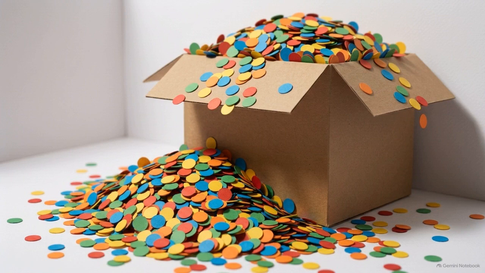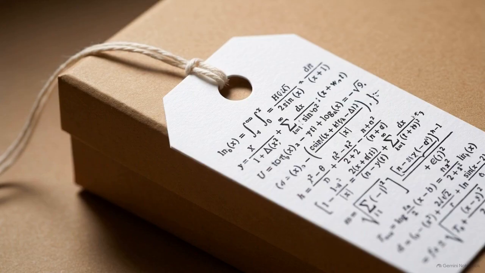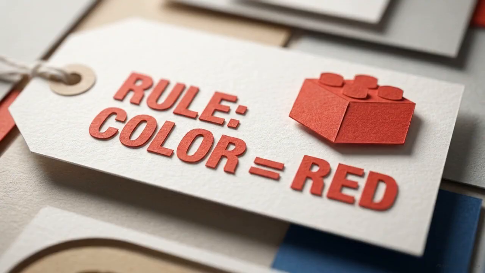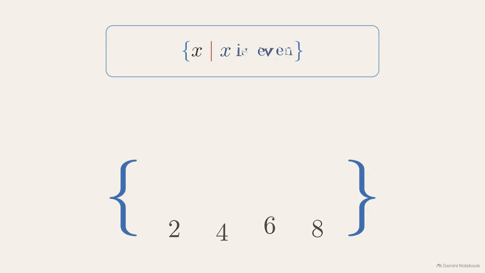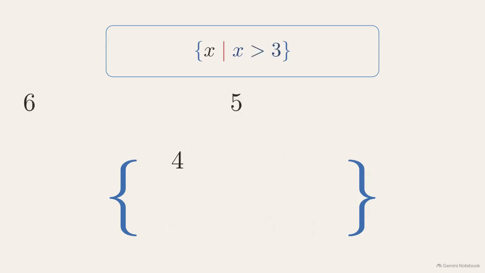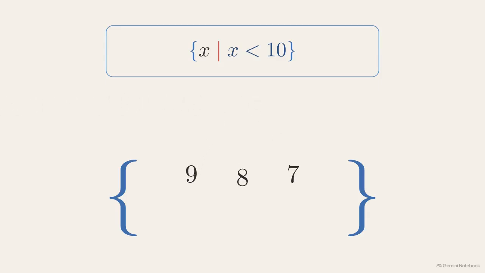Sometimes a box has too many toys to list one by one. Instead of writing them all down, we can use set builder notation. Think of this as a magical instruction tag on the outside of the box that says something like, pack all the red toys. We can write a rule to pack a box with all the even numbers. Or we can set a rule to only include numbers greater than 3, or numbers less than 10. The rule does the heavy lifting for us.